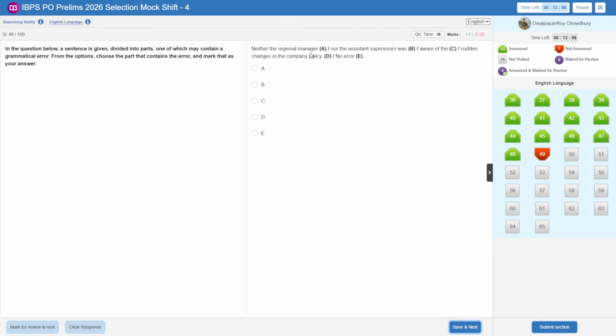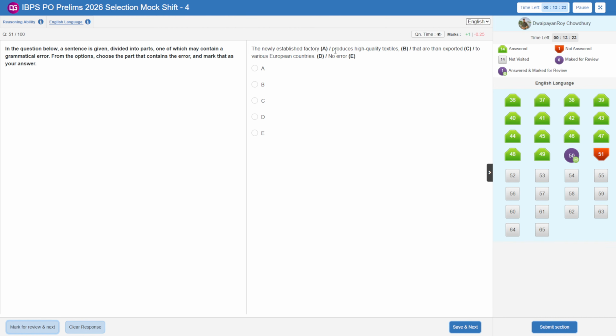Neither the regional manager nor the assistant supervisor. Okay, subject with the nearest object. So, or verb according to the nearest subject. So this is going to be where. So in B option. By the time the rescue team finally arrived at the standard hikers location, it had been raining for 3 hours. I think nothing is erroneous, but I'll check it later.